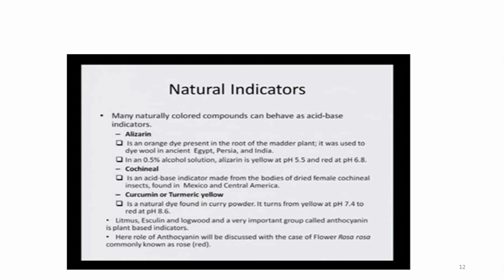Cochineal, which is sourced from insects, is an acid base indicator made from the body of the dried female cochineal insect found in Mexico and Central America. Curcumin or turmeric is a yellow dye found in curry powder. It turns from yellow at pH 7.4 to red at pH 8.6.